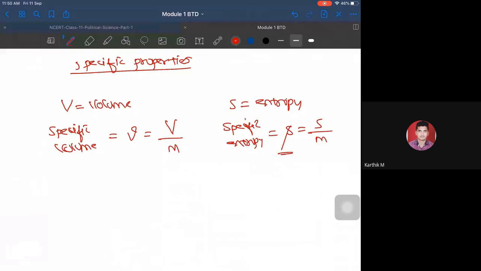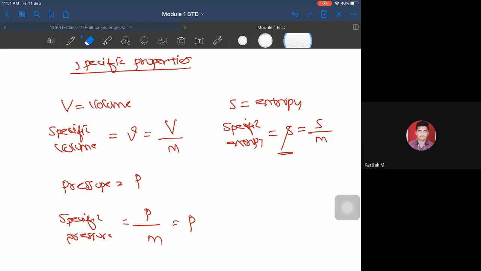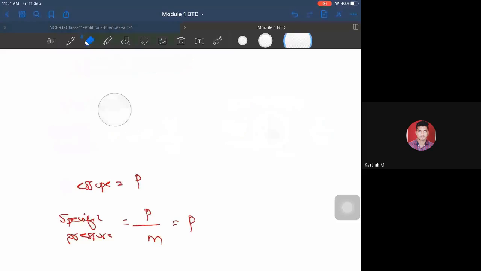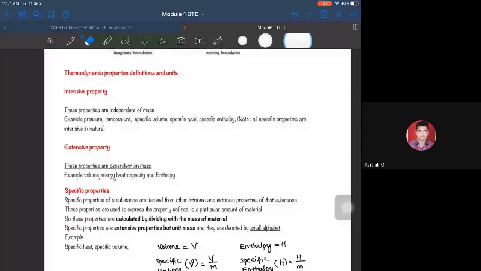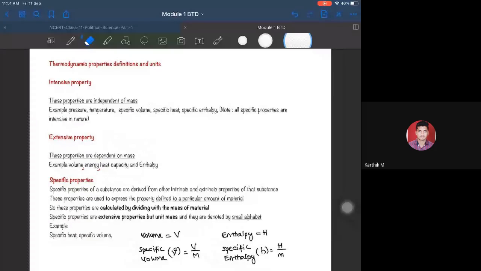Similar to your pressure. Pressure is indicated by capital P. So if I want the specific pressure, then what should I do? I should divide P by the mass. Then you will get the specific pressure. Hope these concepts are clear. So just remember, specific properties are just calculated for a specified amount of mass. You can take the notes for the whole thing: intensive property, extensive property, and the specific property. And just intimate me once it is done.